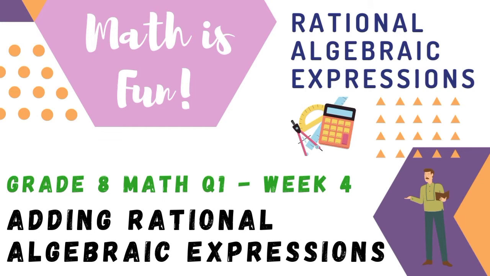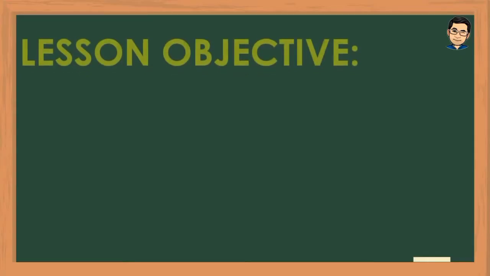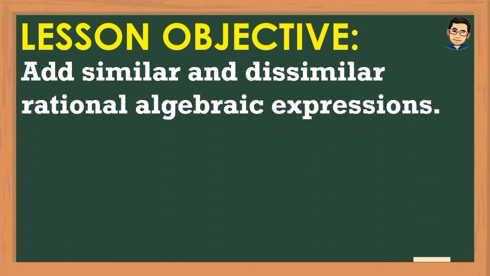After we discussed multiplication and division of rational algebraic expressions, we'll now move on to addition of rational algebraic expressions. Let's have the lesson objective. We will be adding similar and dissimilar rational algebraic expressions. If you are aware of similar and dissimilar fractions, they are related to this, but here we will be talking about rational expressions.